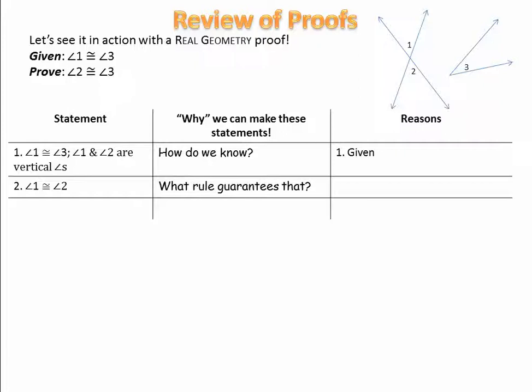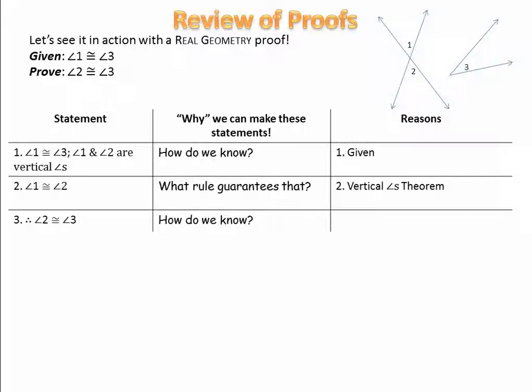The next statement says angle 1 is congruent to angle 2. Well, what rule that we've learned guarantees that? I believe it was in Unit 1 that we learned the vertical angles theorem, which states that vertical angles are always congruent. If I was going to write that out as an if-then statement, I would have said if angle 1 and angle 2 are vertical angles, then angle 1 is congruent to angle 2.